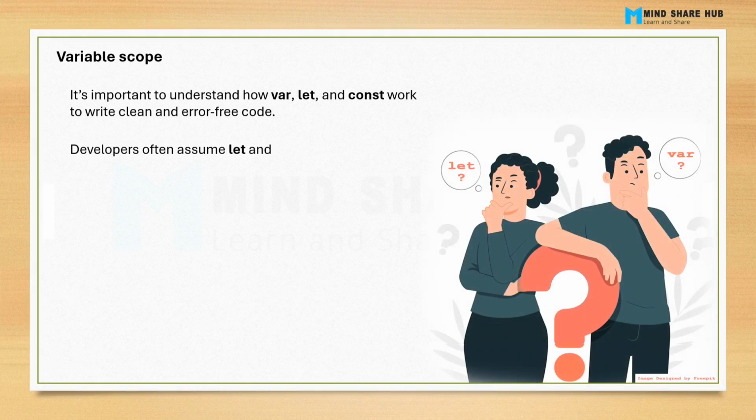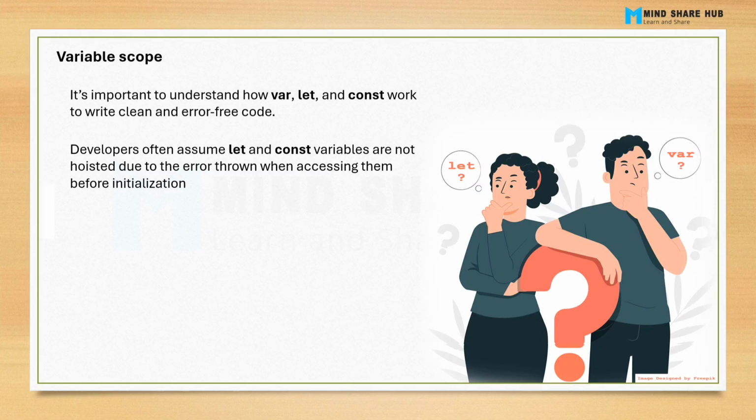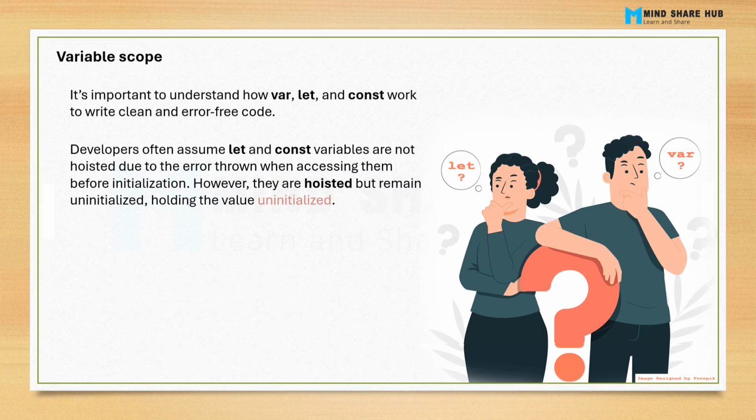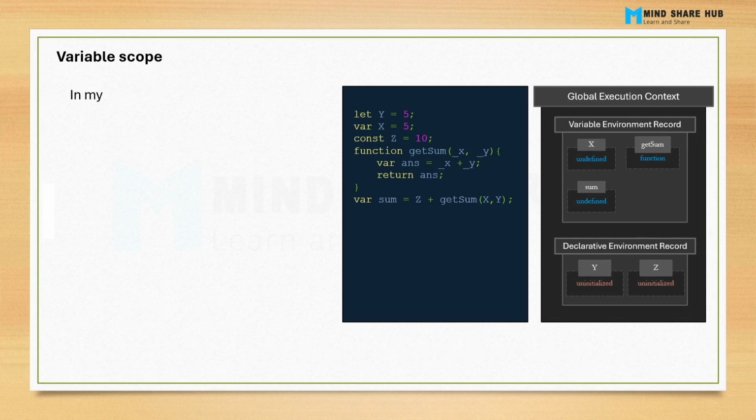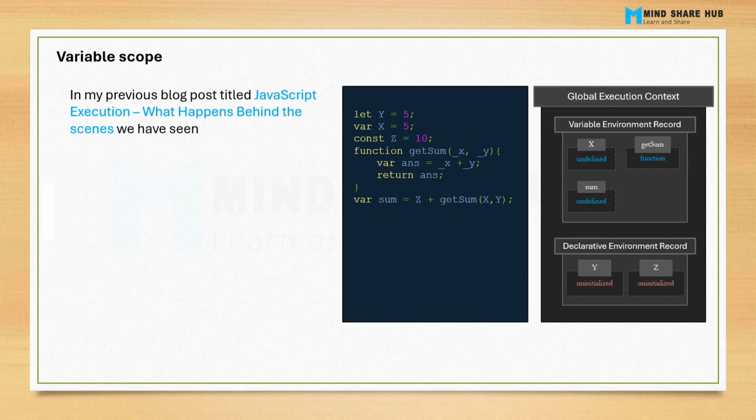Developers often assume let and const variables are not hoisted due to the error thrown when accessing them before initialization. However, they are hoisted but remain uninitialized, holding the value uninitialized. In my previous blog post titled JavaScript Execution, What Happens Behind the Scenes, we have seen the creation phase and variable initialization.